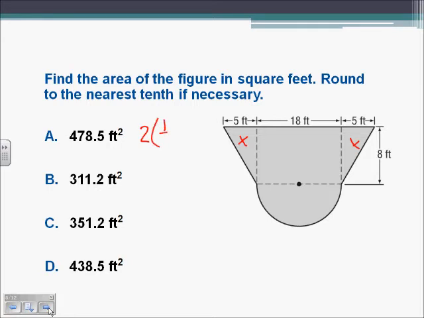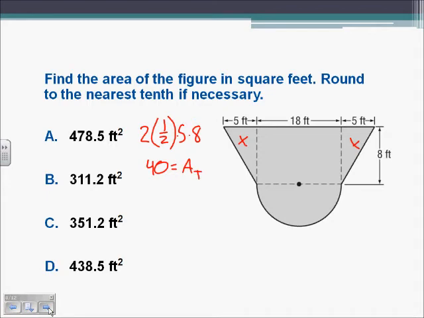That is going to be equal to 1/2 base times height. Our base is going to be the 5 feet, so times 5, times our height, which we can see is 8 feet. So we multiply that together. 2 times 1/2 is just going to be 1. 5 times 8 is going to be 40. So the area of the triangles is 40.